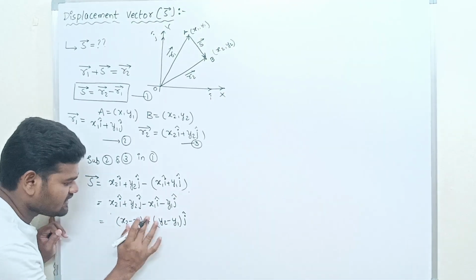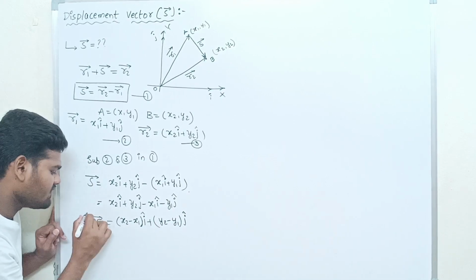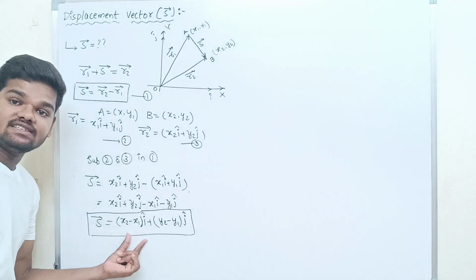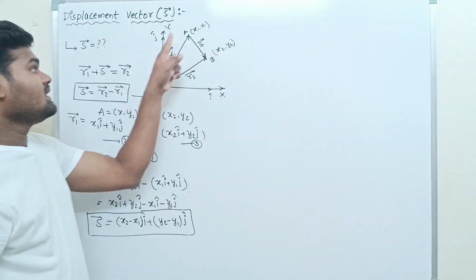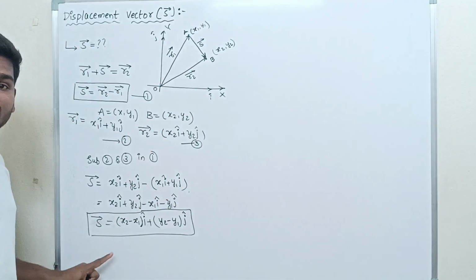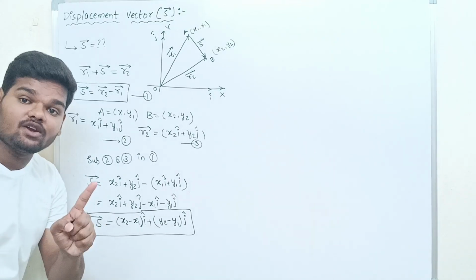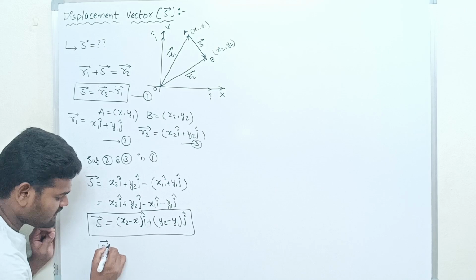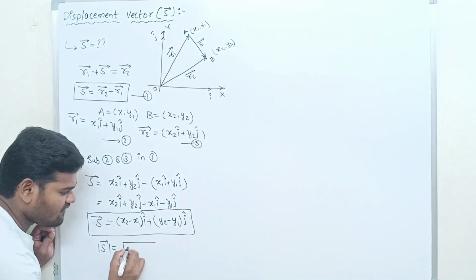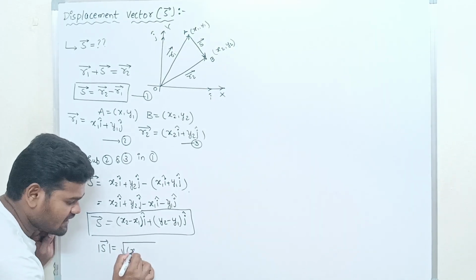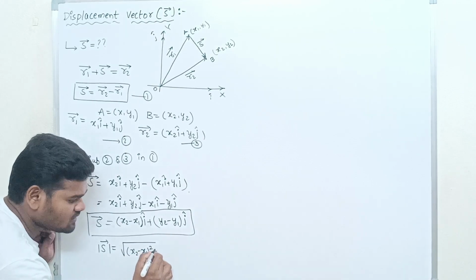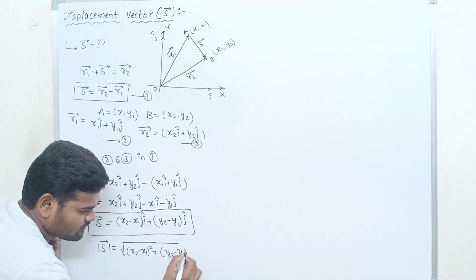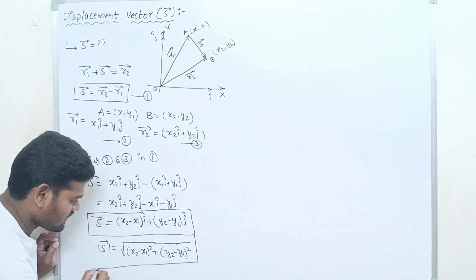So this equation gives the displacement vector of 2 points in a two-dimensional coordinate system. If you wanted to find its magnitude, the magnitude of s bar is equal to the square root of the coefficient of i cap squared, that is (x2 minus x1) whole square, plus the coefficient of j cap squared, (y2 minus y1) whole square.